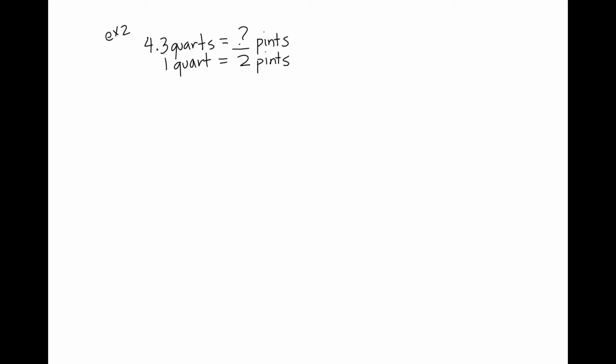Alright, so now my next step. I look for my numbers besides 1 and see, are they diagonal from each other or on top of each other? In this case, they are diagonal from each other. This means we are going to multiply. So now it's time to set up my problem. I have 4 3/10 multiplied by 2. Again, I need to set up my multiplication problem. So 4 3/10 quarts times 2.